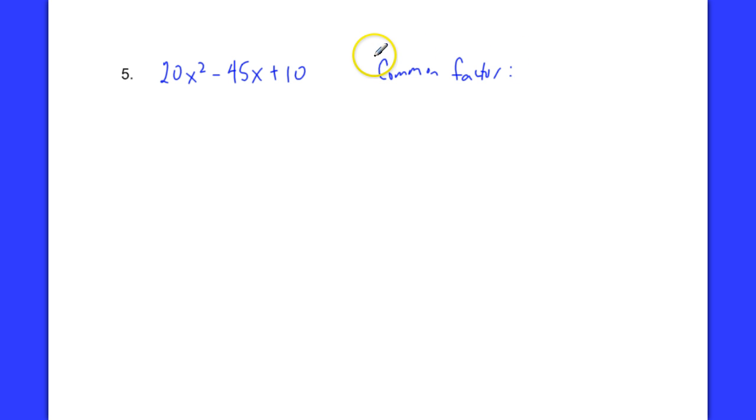The first thing that you have to do is look for a common factor. That's always our first step in factoring. Do I have a common factor in all three of these terms? It has to be in all three terms, and I do. It's 5. So let's get that out of there first. It's going to make our life a lot easier. So I'm going to divide out a 5 from the 20, the 45, and the 10. 20 divided by 5 is 4. Don't forget the x squared. Minus 45 divided by 5 is 9x. 10 divided by 5 is 2. So there we have that.